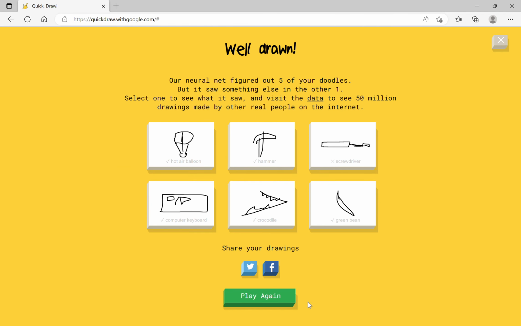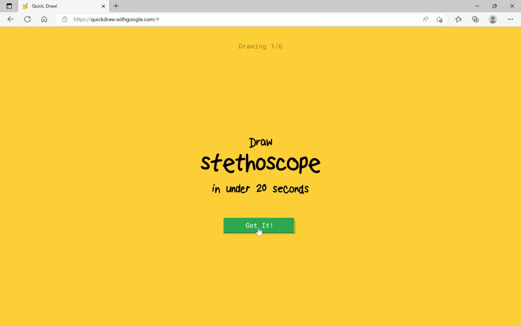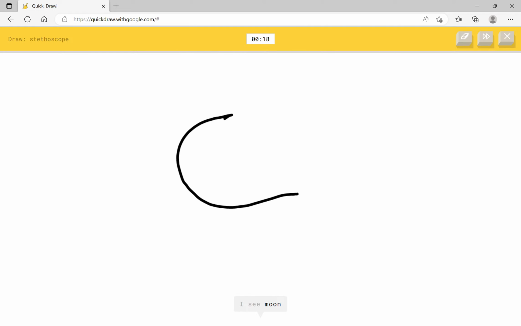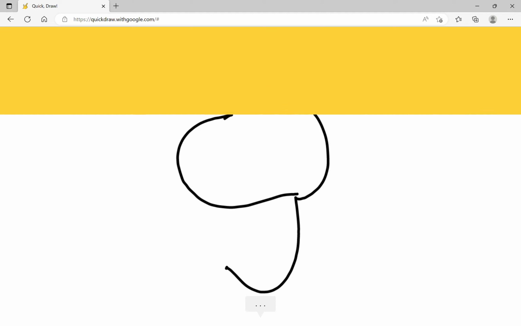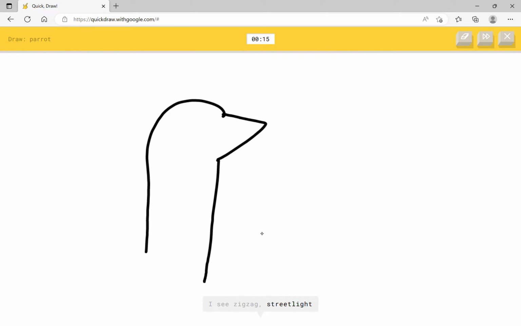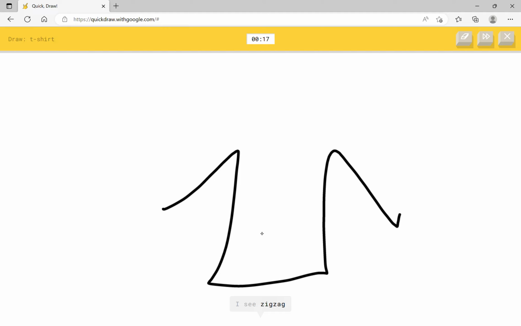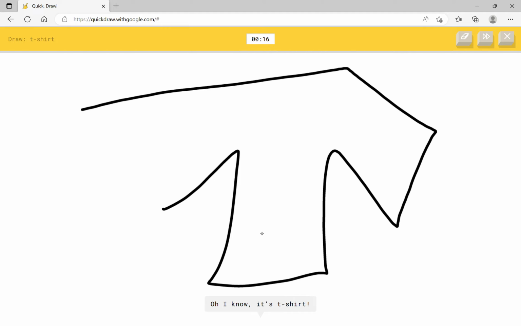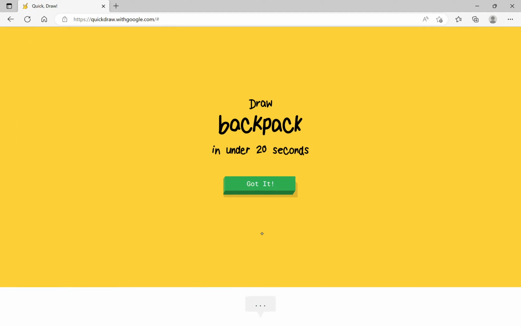Let's do one more. Okay, here we go. Stethoscope. I see moon. Or circle. Oh, I know. It's stethoscope. Parrot. Okay. I see zigzag. Or street light. Or penguin. Oh, I know. It's parrot. The t-shirt. I see zigzag. Or envelope. Oh, I know. It's t-shirt.